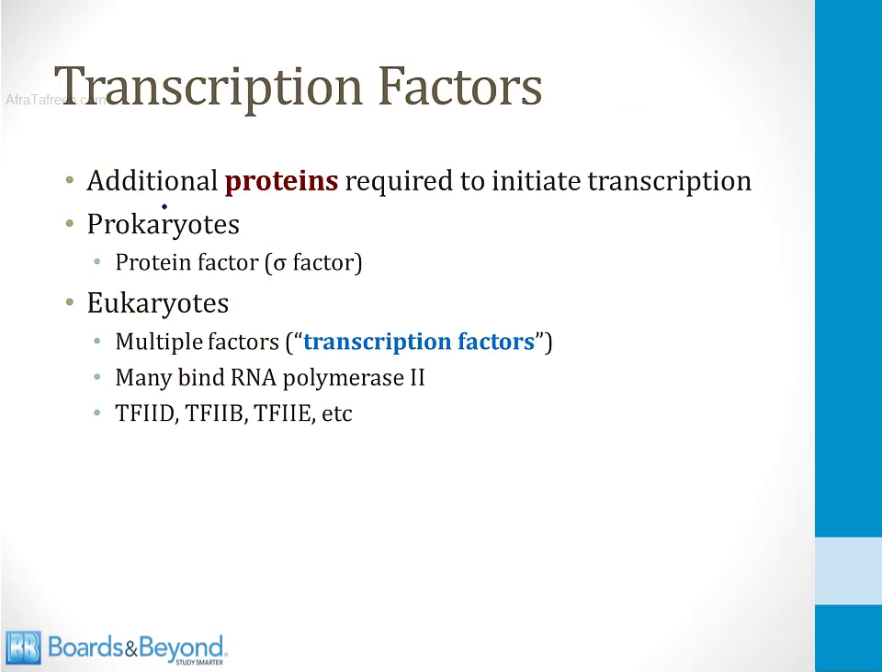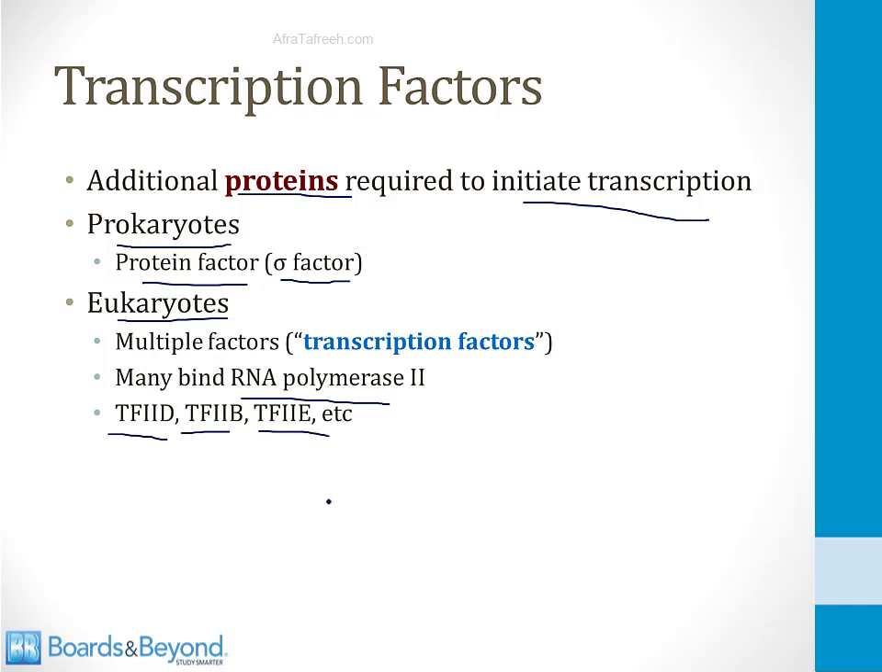Back to our discussion of transcription, I mentioned before that transcription factors are proteins that are required by RNA polymerase in order to initiate transcription. In prokaryotes or bacteria, there is a single transcription factor called protein factor or sigma factor. Eukaryotes have multiple different transcription factors. Many of these bind to RNA polymerase 2, the RNA polymerase used to synthesize messenger RNA, and they have names that begin with TF for transcription factor, like TF2D, TF2B, and TF2E.